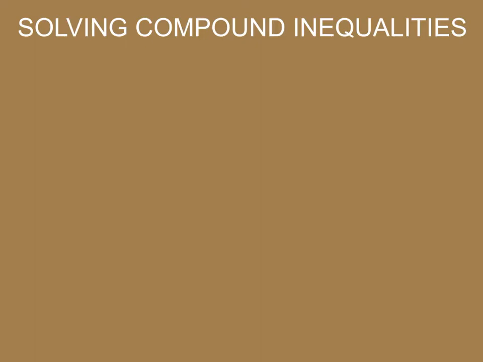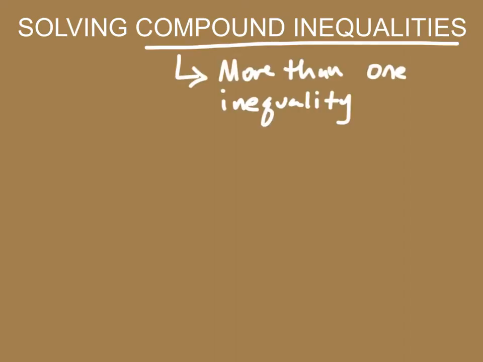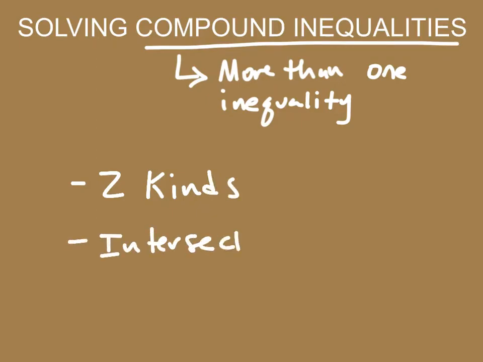Hi there. In this video, we're going to talk about solving compound inequalities. A compound inequality is where you have more than one inequality. And we've got two kinds, okay? Our two kinds are going to be an intersection and a union. So let's first talk about an intersection.